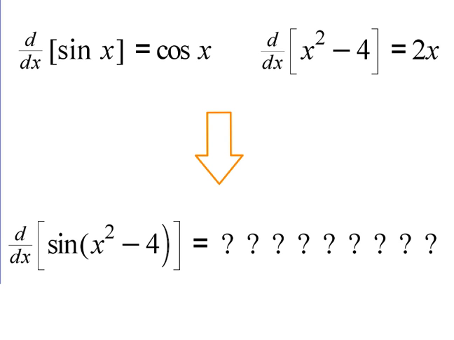We don't have any techniques to do this yet because this isn't a product. We're not multiplying the sine of x times x squared minus 4. This is a composite function, a function inside of a function. Another way to look at this is f of x is sine of x and g of x is x squared minus 4, and so this is f of g of x. We need to figure out how we can differentiate this, and that's what the chain rule does for us.